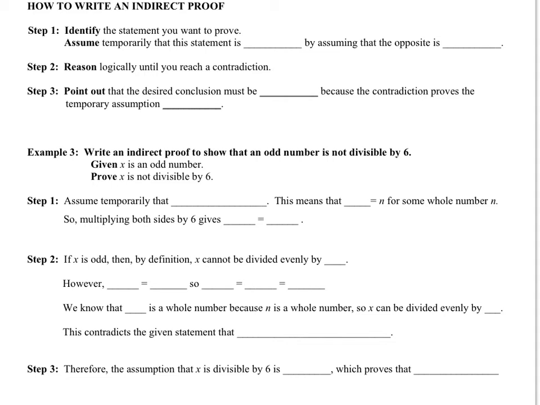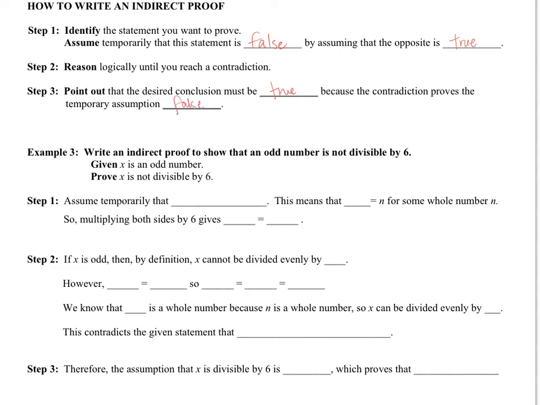How to write an indirect proof. Step 1. Identify the statement you want to prove. Assume temporarily that this statement is false by assuming that the opposite is true. Step 2. Reason logically until you reach a contradiction. Step 3. Point out that the desired conclusion must be true, because the contradiction proves the temporary assumption false.